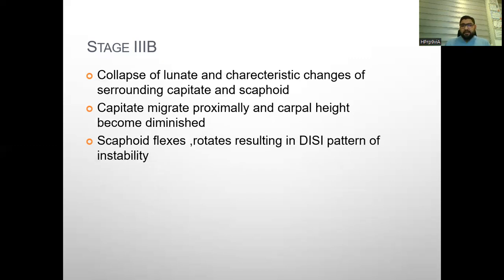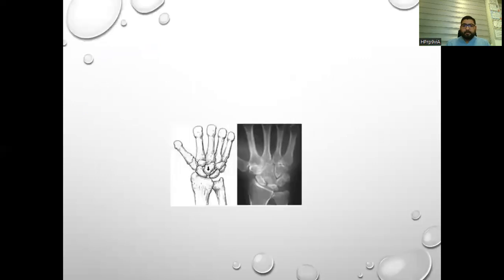In stage 3B, as we have already discussed, there is sclerosis and collapse, and there is rotation of the scaphoid, resulting in a DISI pattern of instability. As you can see in this picture, there is a collapse along with the rotation of the scaphoid.